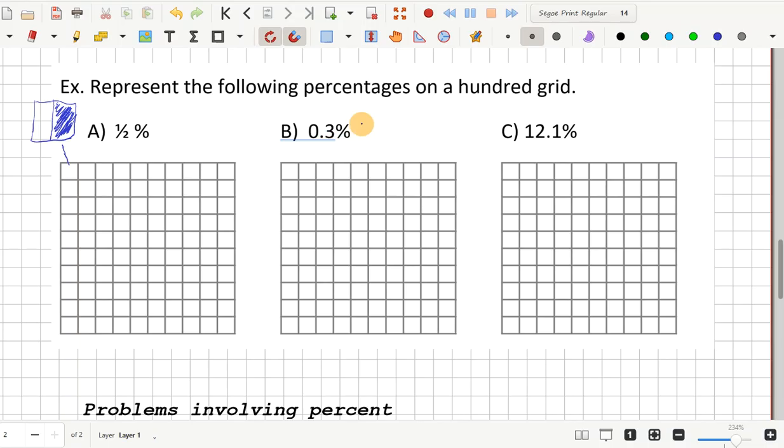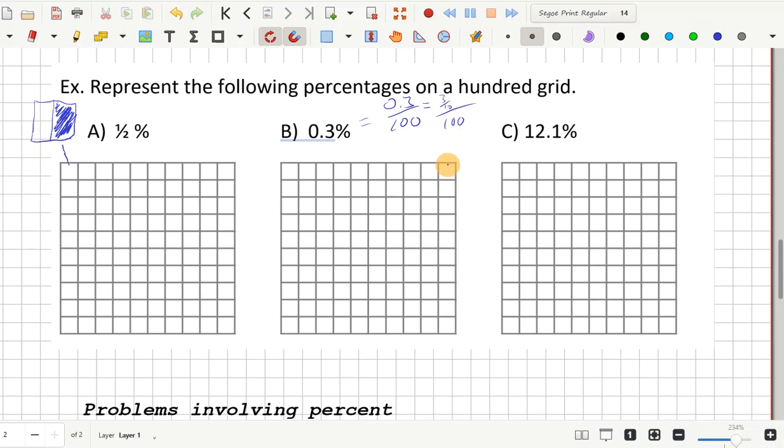0.3% is a little more complicated, but what does that equal? 0.3 is like 0.3 out of 100, and 0.3 is 3/10, so the top would be 3/10 out of 100. If you were thinking about this in terms of a fraction over a fraction, we don't usually do this, but I'm doing this to illustrate how we fill in these boxes.